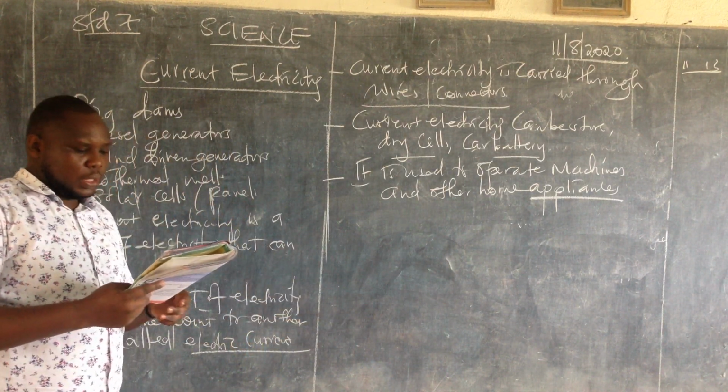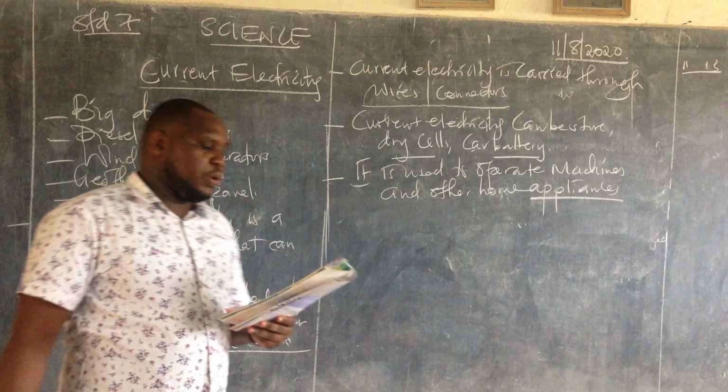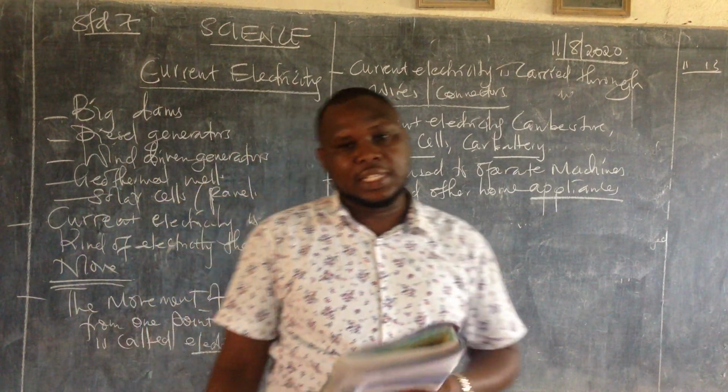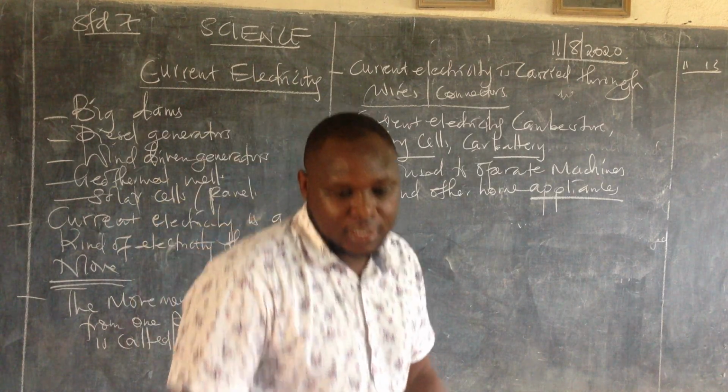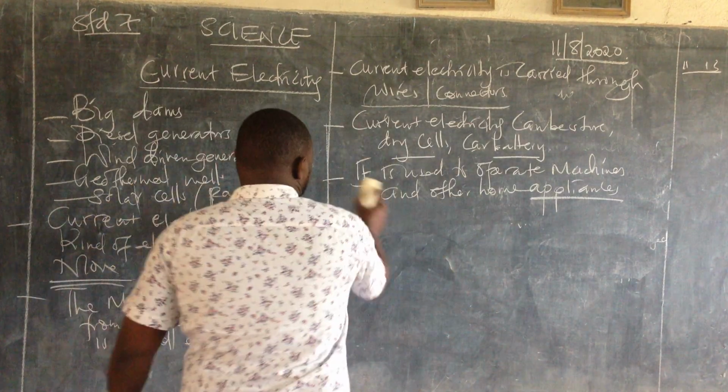So we are going to look at how to produce current electricity from a dry cell. Producing electricity from a dry cell. So let's see what we require.